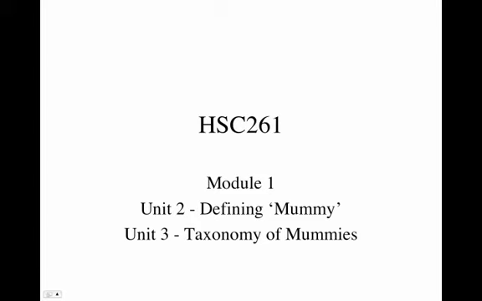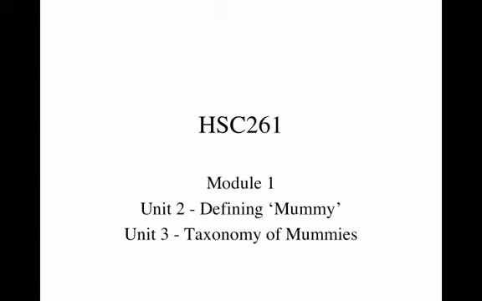Welcome to Module 1, Units 2 and 3. In this brief unit, we're going to look at the term mummy. We're going to make sure that we're all on the same page with defining exactly what a mummy is. We're going to look at the term from its origin to its present-day use and right on up to a 21st century definition. So we'll all understand what we're talking about when we use the term mummy.